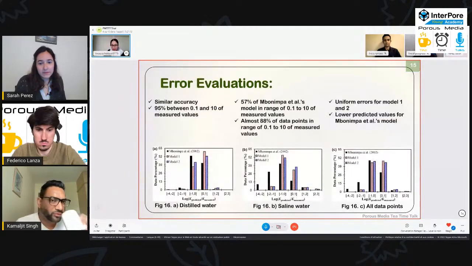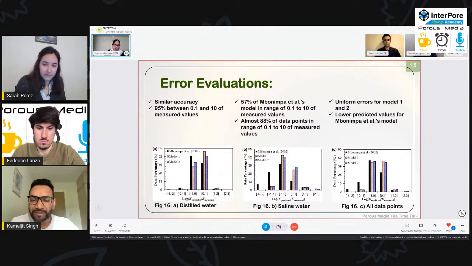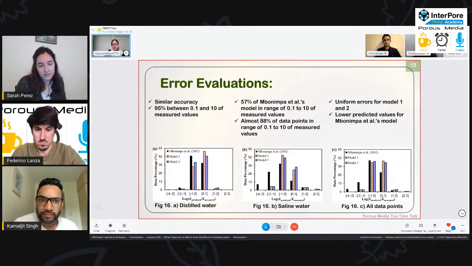And in the last slide, we're going to look at some error evaluation. We evaluated the error using a term, as it is written, the logarithmic form of predicted hydraulic conductivity to measured values. As you can see, these black graphs are related to the Bonin-Pouls model, and the red and blue ones are related respectively to model 1 and model 2. And we want to compare the performance together.